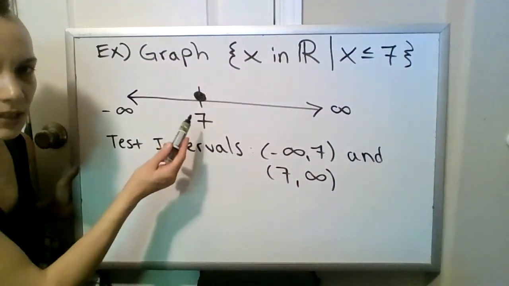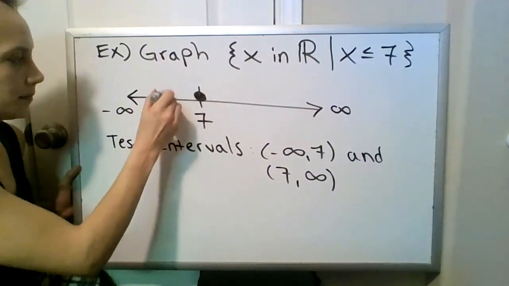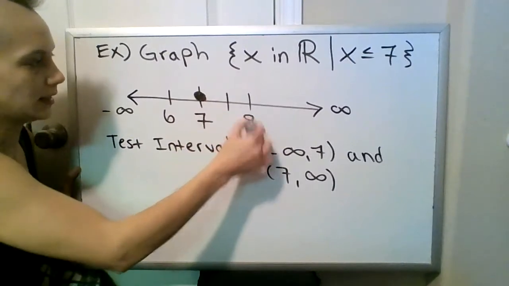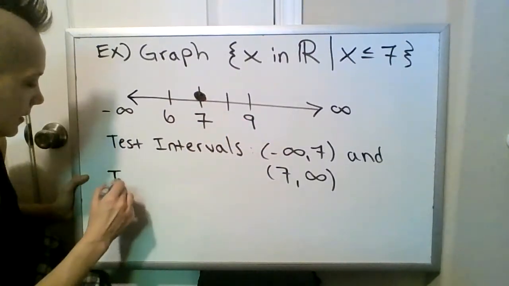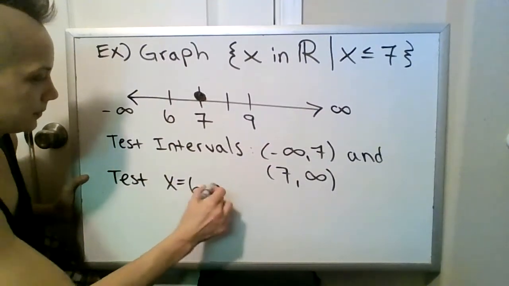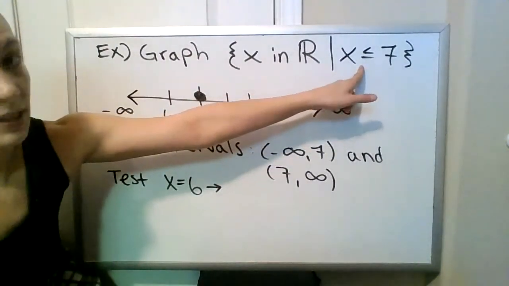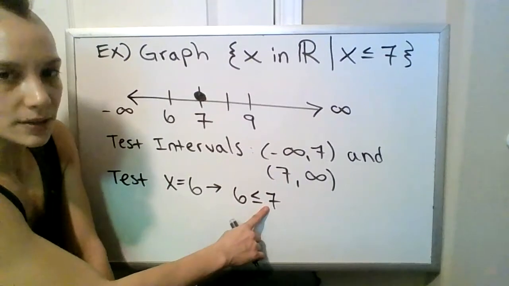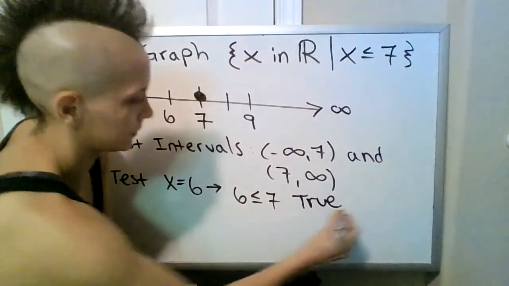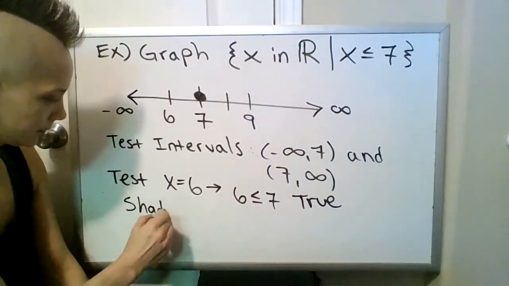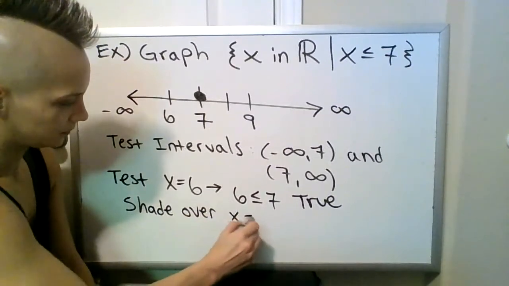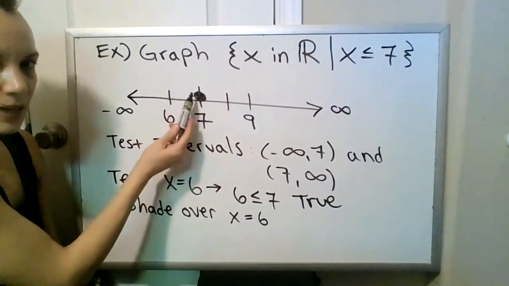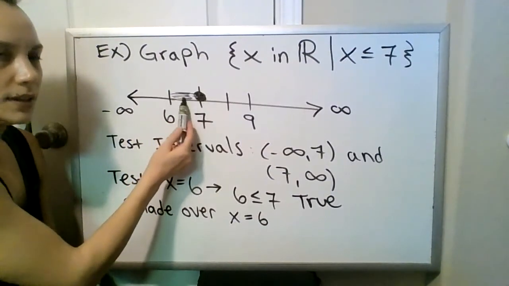All right, so some number less than 7, just do x equals 6. And then I can test a number greater than 7. Let's try this a little bit further. Okay, putting in 6 to the set. 6 less than or equal to 7. 6 is less than 7, so this is true. So this is a true test point, and that makes this whole interval a solution section.